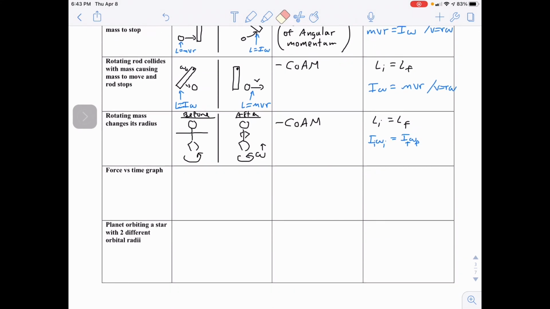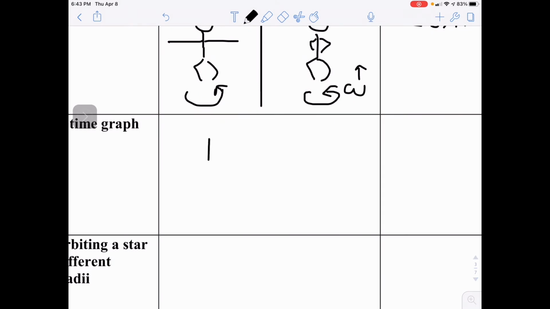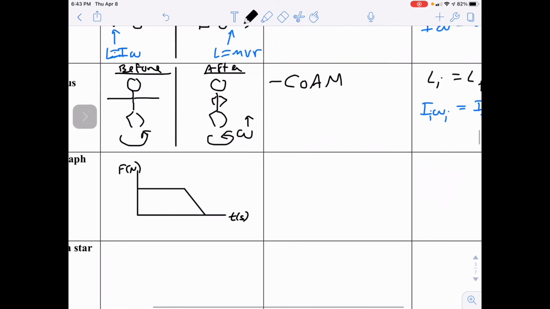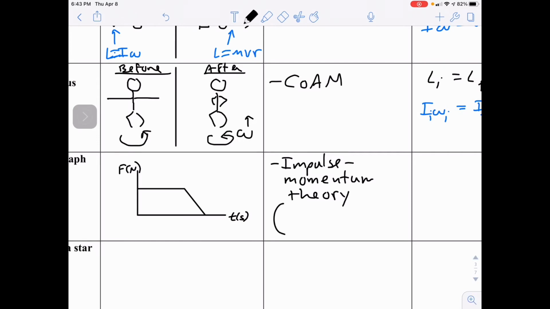What if we have a force time graph? Let's say we were given something like this. Well, a force time graph has a concept of impulse momentum theory attached to it. Okay, but do keep in mind that an impulse is also a change in momentum.